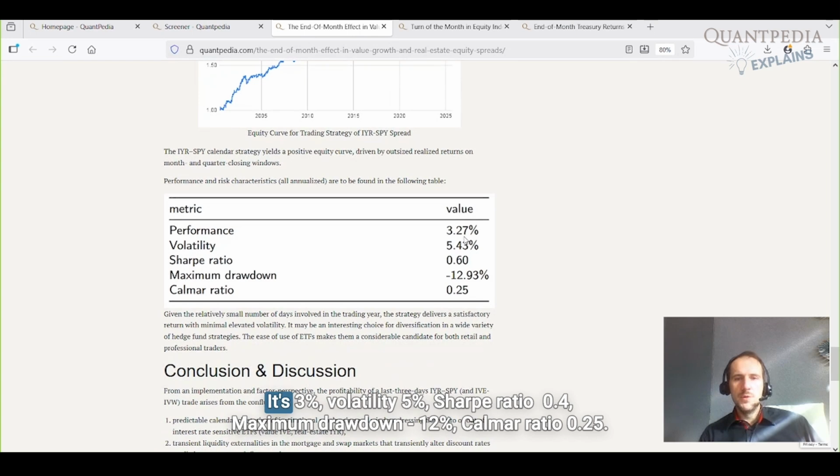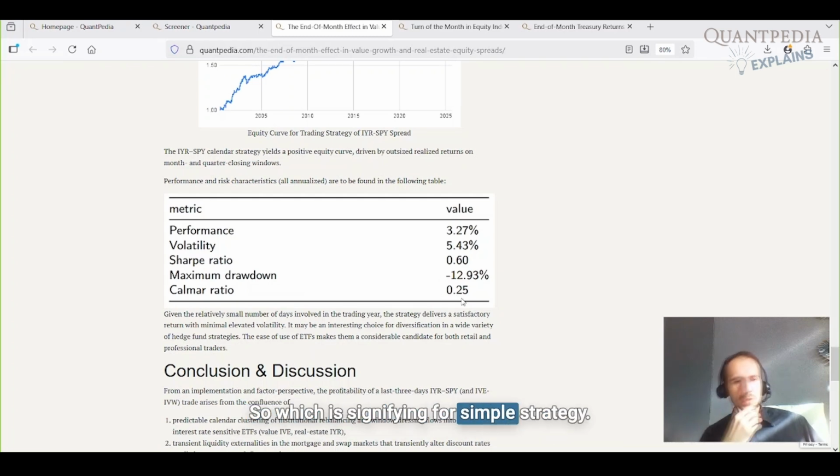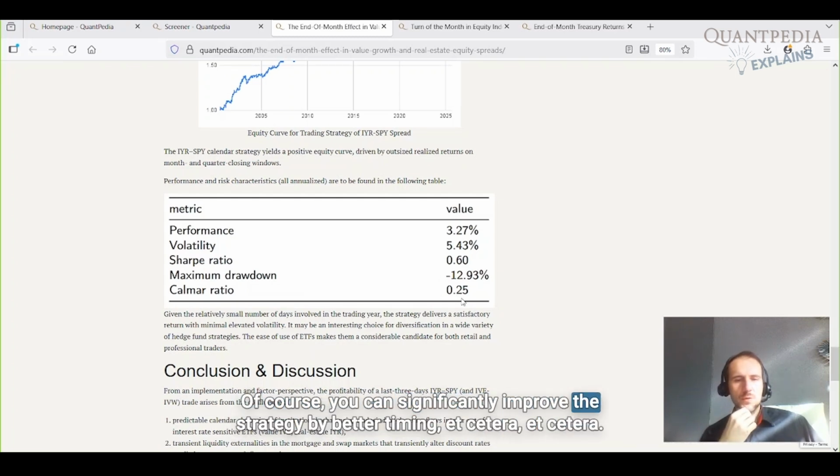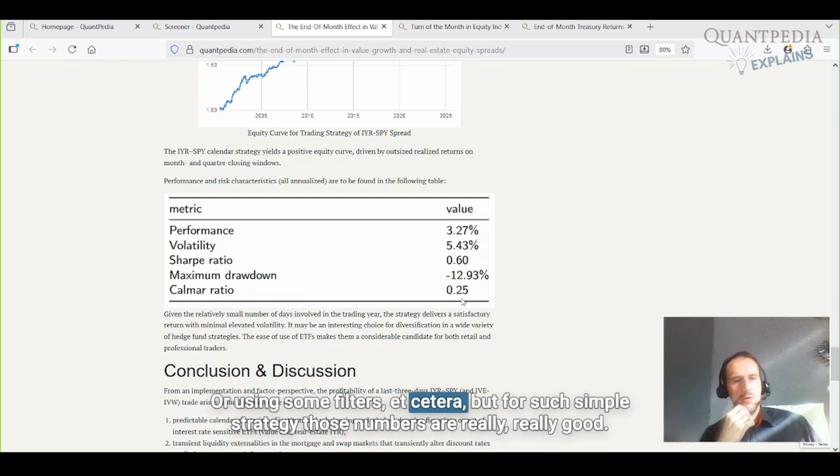So what is the performance? It's 3%, with volatility 5%, Sharpe ratio 0.4, maximum drawdown 12%, gamma ratio 0.25. Which is pretty fine for a simple strategy. Of course, you can significantly improve the strategy by better timing, etc., or using some filters, etc. But for such a simple strategy, those numbers are really good.